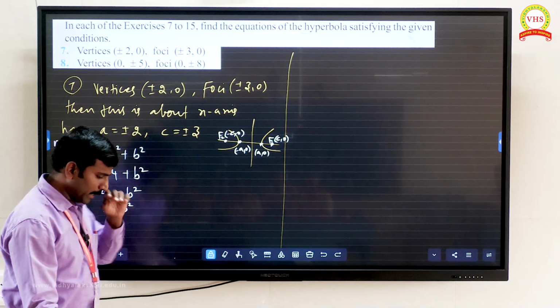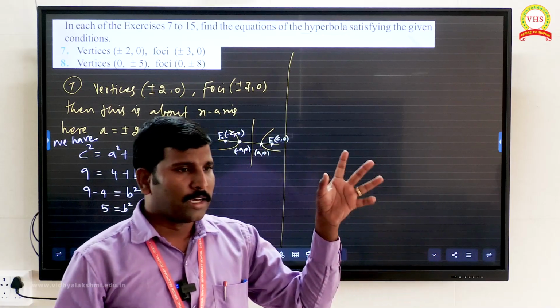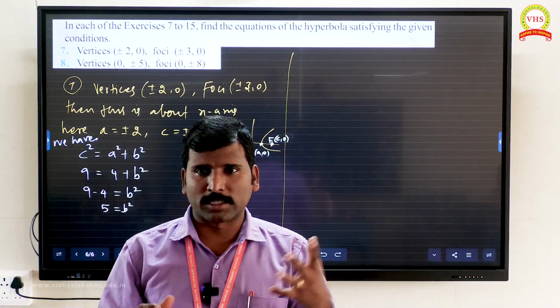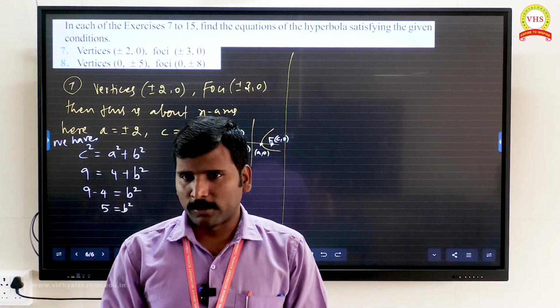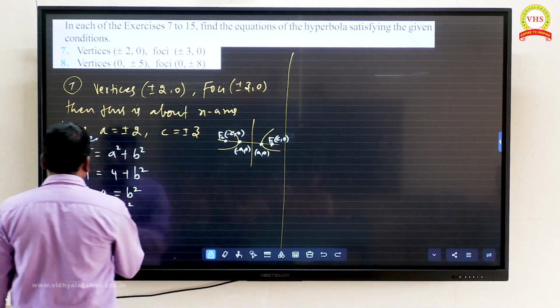No need to find b, just stop with b square, because they didn't ask to find the latus rectum or something else. We don't need the b value. Okay, b square is enough. So I'm going with this.